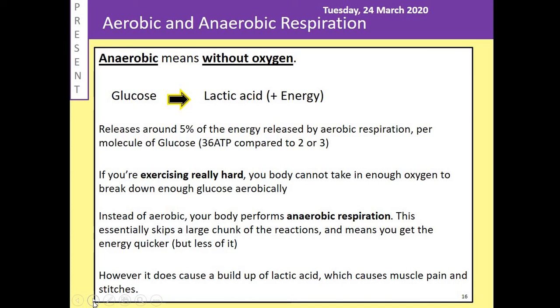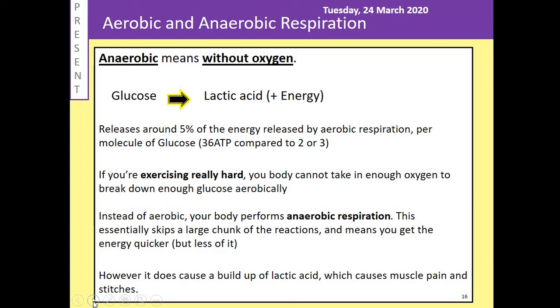In terms of some key differences between aerobic and anaerobic respiration, apart from the fact that aerobic is with oxygen, anaerobic is without, well, we can think about this energy that's released. Okay, so release about 5% of the energy released by aerobic respiration per molecule of glucose. So a lot less energy is released in anaerobic respiration because it's the incomplete breakdown of glucose.